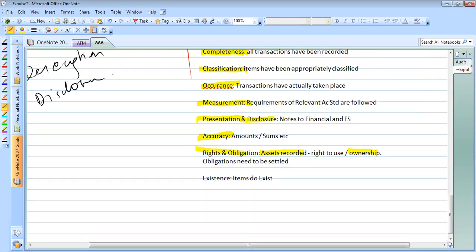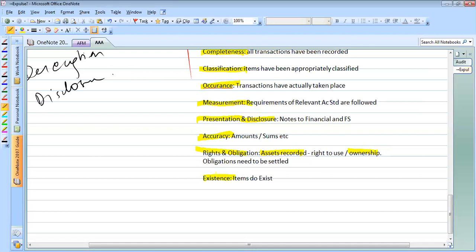And then it comes to the obligations. The obligations that we have shown in the financials, we are actually obliged to them. We actually do owe them. We actually do have to pay those people. And lastly, existence: the items that we have shown, for example the assets, they do exist.